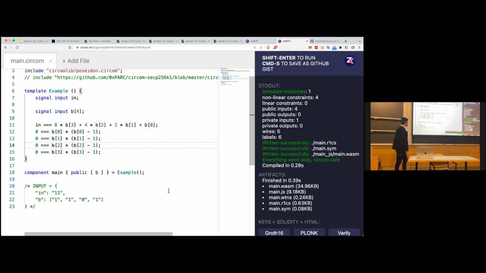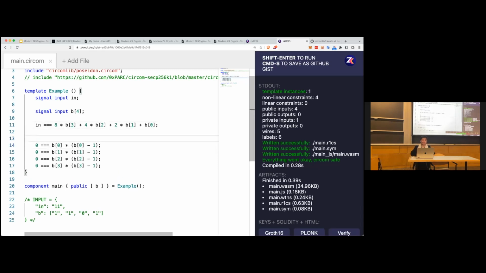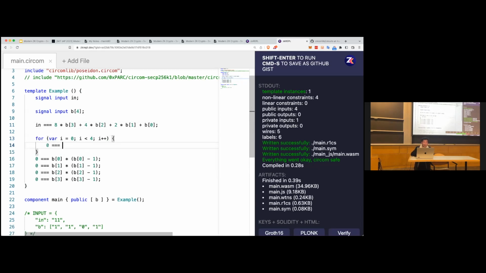So anyways, back to language stuff. What we wanted was some way to make it so that I didn't have to write out each of these equations that look basically identical. So Circom has the concept of a for loop. It works pretty much how you'd expect. And I can write this.